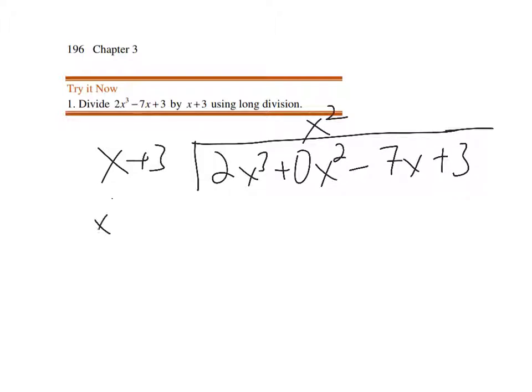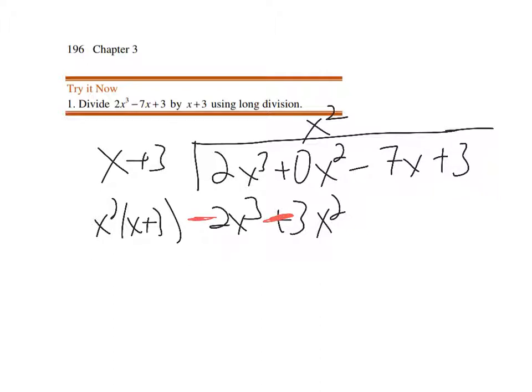So x squared times x plus 3 gives me 2x cubed plus 3x squared. So it helps to have that x squared term there. Now remember, change your sign. This is the step where, if people are going to make a mistake, this is usually where they make it. They forget to change the sign. The 2x cubed terms are gone.